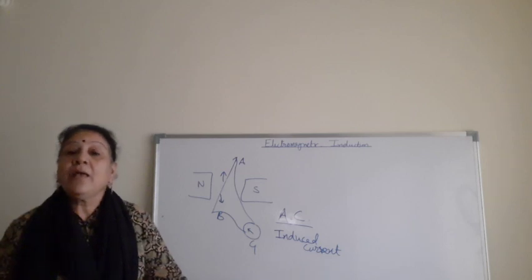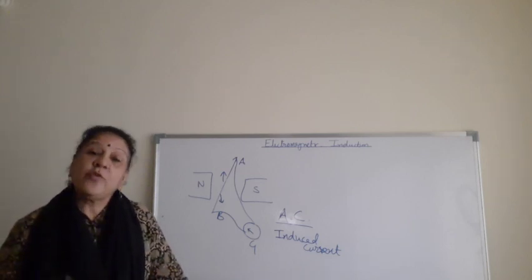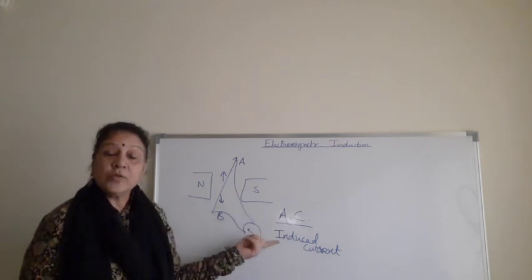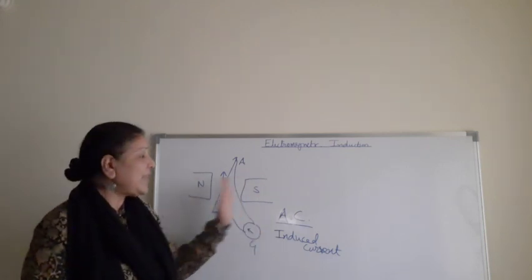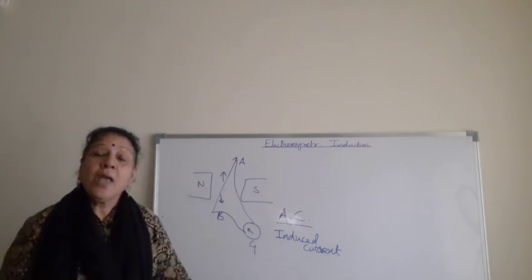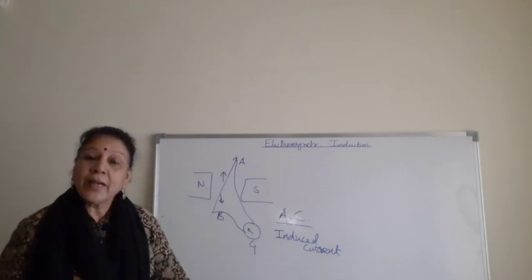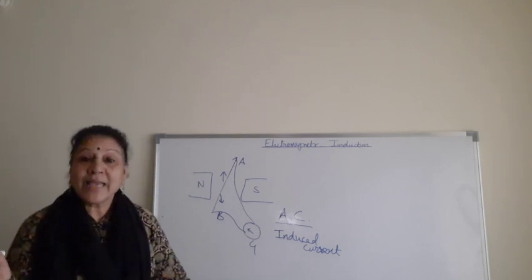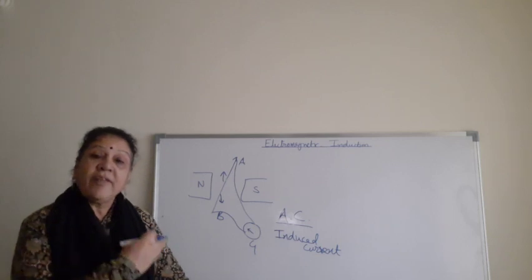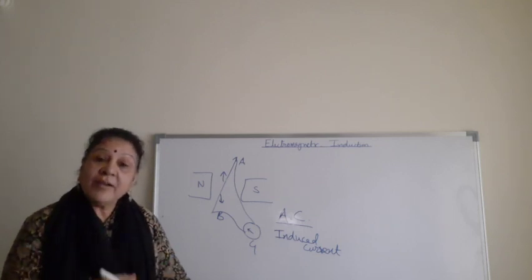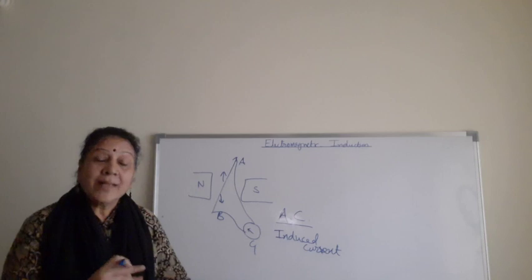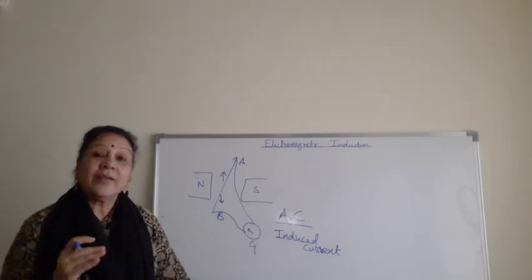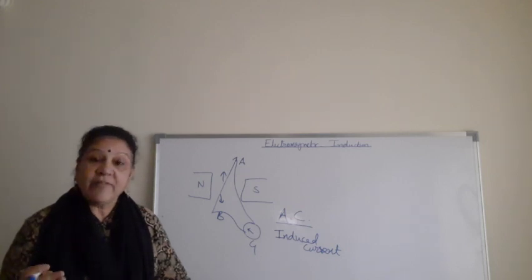So this is one activity which shows the production of AC or induced current. What did we do? We placed the wire AB between the two poles of a horseshoe magnet. We moved it up, and the deflection in the galvanometer shows one side. When we move it down, the deflection is to the other side. When we move it rapidly up and down, the pointer moves to and fro, showing that the direction of current is changing every half a cycle.